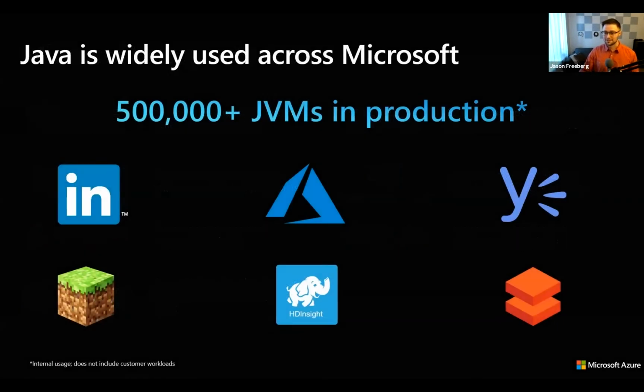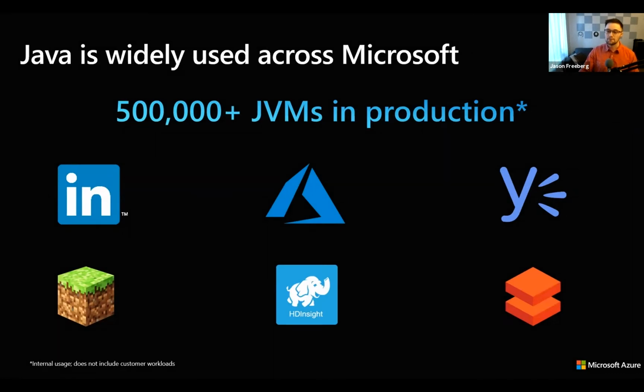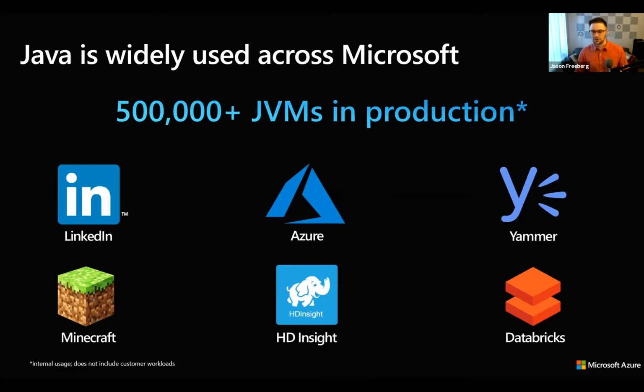Now, this figure might surprise some of you listening, but Microsoft has over 500,000 JVMs running across its different production products and services. And that number does not include any customer deployments on Azure. LinkedIn, for example, relies heavily on Java. The backend of Yammer is written in Java, and some popular Azure services, such as HD Insight and Databricks, also run on Java. And of course, we can't forget Minecraft, which now runs on Java 11. So that briefly covers how Microsoft uses and supports Java internally for its own products and services.